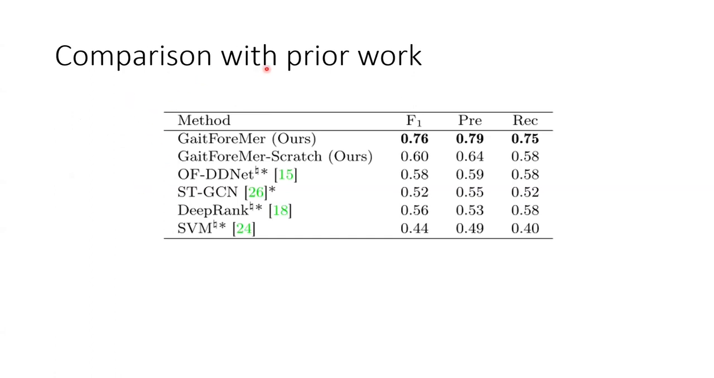So for the comparison with prior work, the first row is their score. We can deduce this performance measure using only the F1 score. If we compare their method with the prior work, they have a significant improvement.